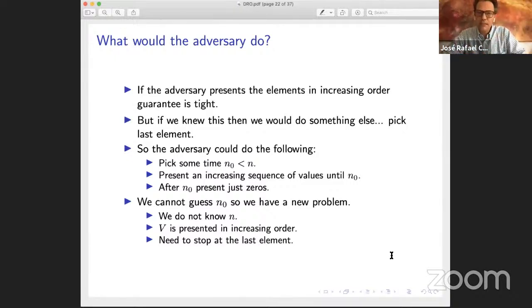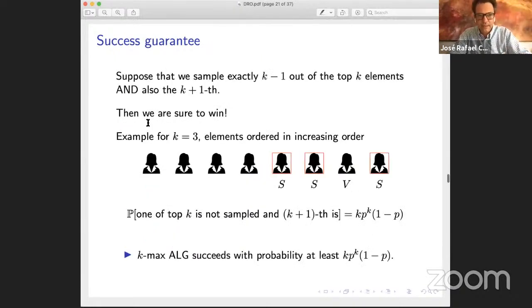Think that the adversary will present the elements in increasing order. If the adversary presents the elements in increasing order, the guarantee we just showed you is going to be tight, because you're going to win exactly in this case. If anything different happens, then you will lose if the adversary is presenting the values in increasing order.